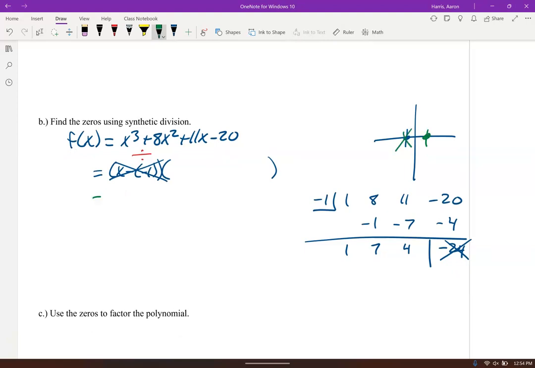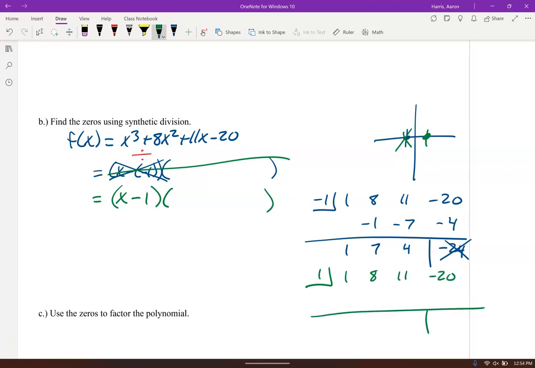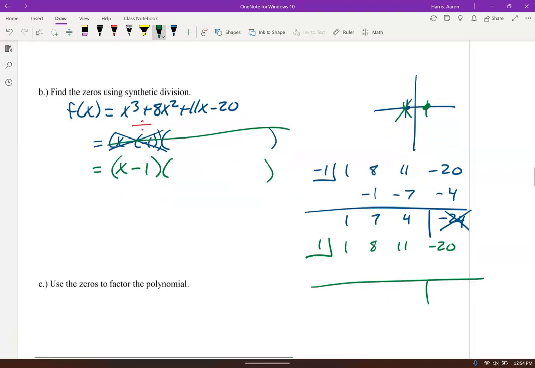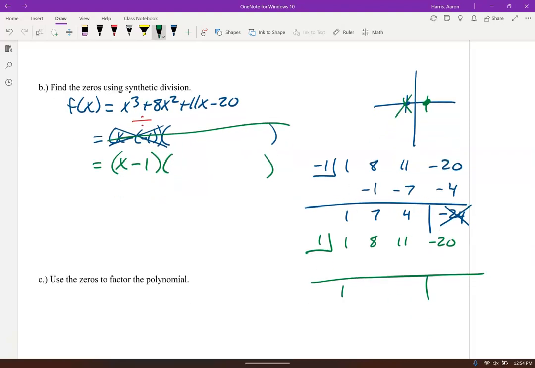If 1 is a zero, then x minus 1 would be the factor. So let's try 1 now and do the division: x cubed plus 8x squared plus 11x minus 20 divided by x minus 1. We're trying to see if this has a remainder of 0. Drop the 1 straight down. 1 times 1, 1. 8 plus 1, 9. 9 times 1, 9. 11 plus 9, 20. 20 times 1, 20. Negative 20 plus 20, 0.